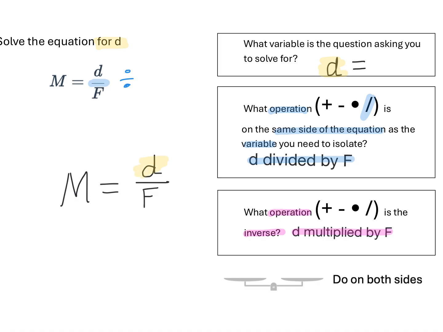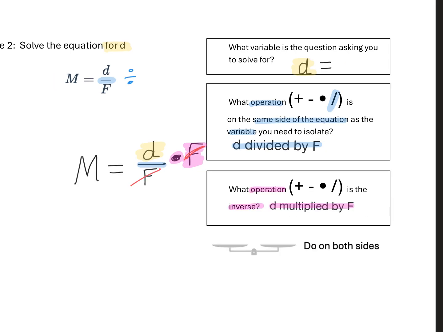And I'm going to highlight D because I know that is the one that I'm isolating. So that's the one that is not going to move. And to cancel dividing by F, I'm going to do the inverse, which is multiplying by F. And because division and multiplication are opposites or inverses of each other, that means that the F is now canceled and my D is isolated exactly like I need it to be.